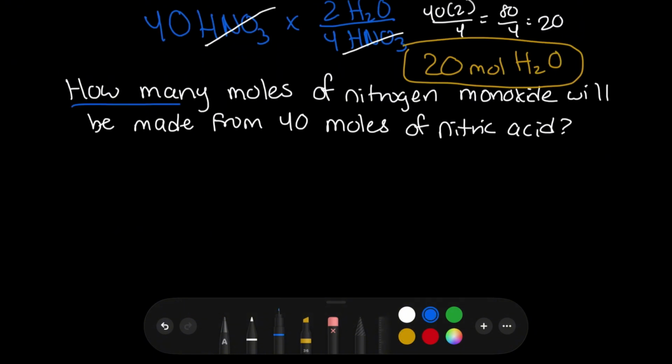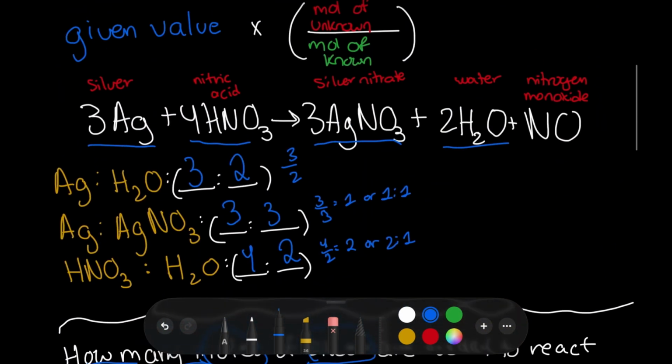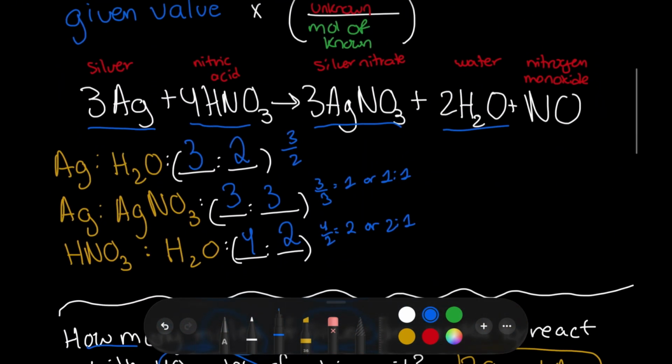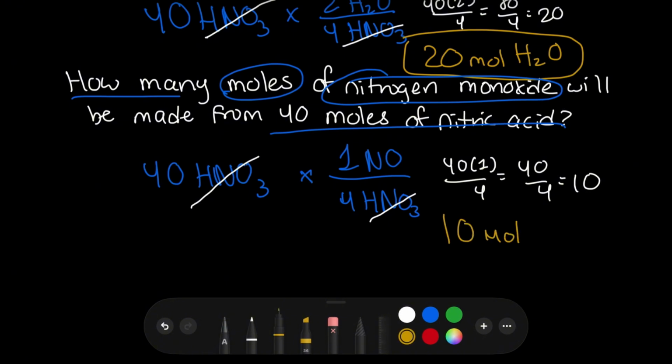Last but not least, how many moles of nitrogen monoxide will be made from 40 moles of nitric acid? Once again, our given value remains the same, 40 HNO3 times what we're looking for, nitrogen monoxide. We have only 1, so we would write 1 NO. We cancel these out and do 40 times 1 over 4, which is 40 over 4, which is 10. So our final answer would be 10 moles of nitrogen monoxide.